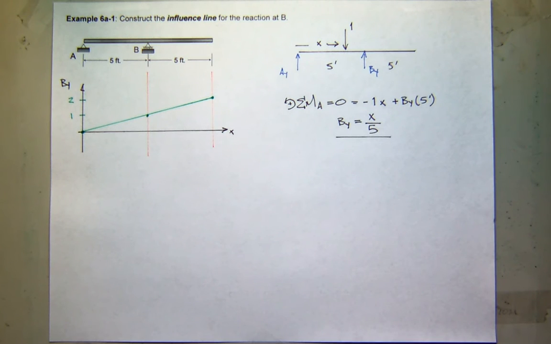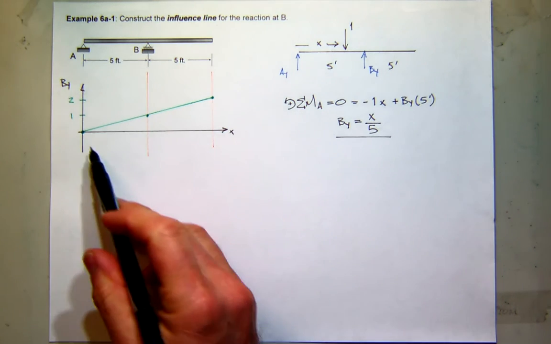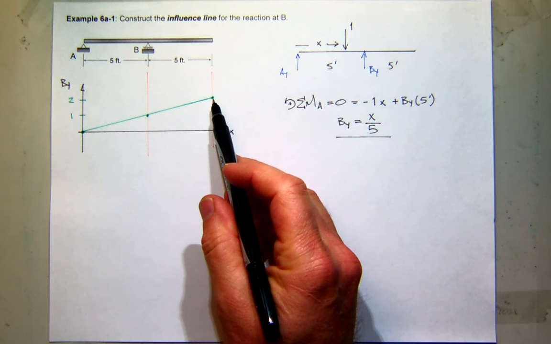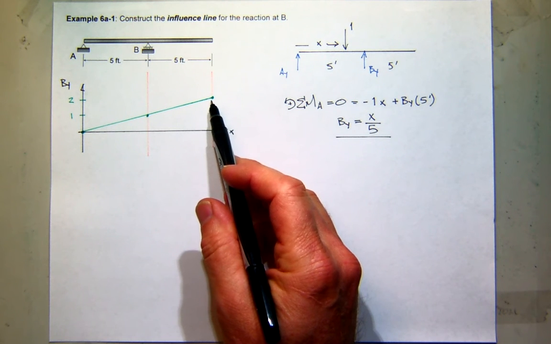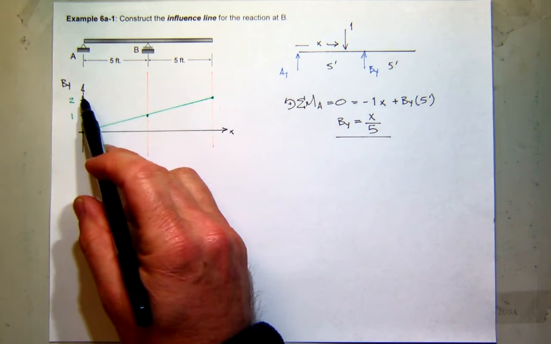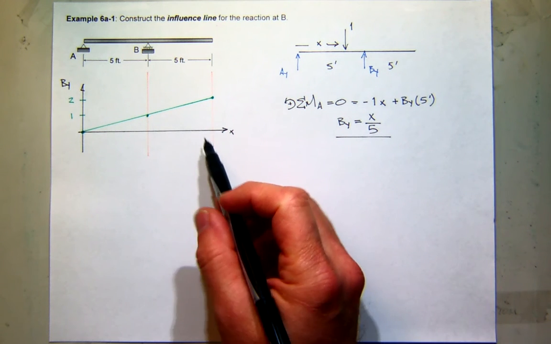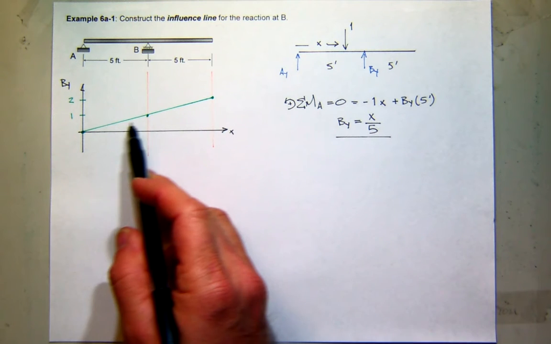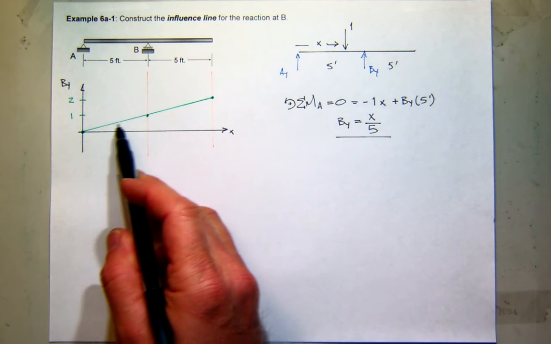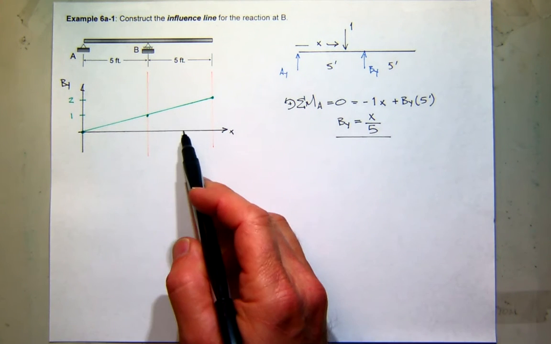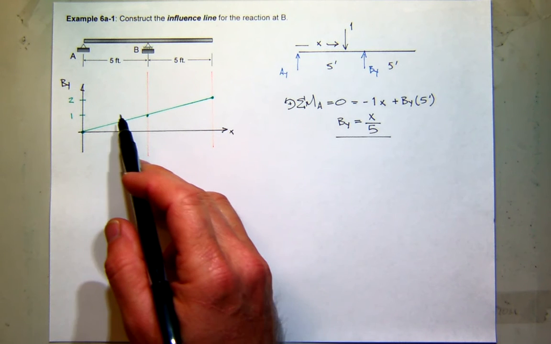So where should I stand as a point load to create the biggest reaction at B? According to the influence line, I should stand right here. And again, let's say I weigh 200 pounds. What would be the reaction at B? Well, it's 2 on the influence line, so 2 times 200, 400 pounds. No matter where I stood in here, you would take my weight or your weight or whatever the weight was and multiply it by the ordinate of the graph.